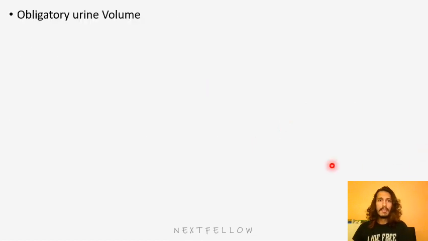Next is something about obligatory urine volume. So what it means is, our body has things that you need to excrete out. To excrete that out per day, at least this much amount of urine should be passed to excrete that minimum amount of substance. So you can't concentrate it more than that. So that minimum volume is the obligatory urine volume.